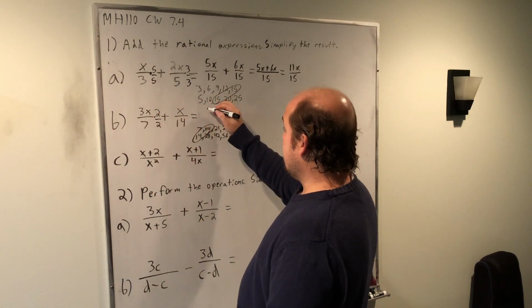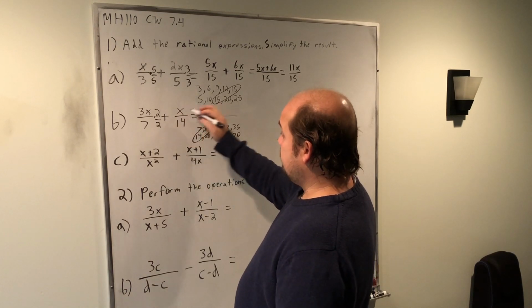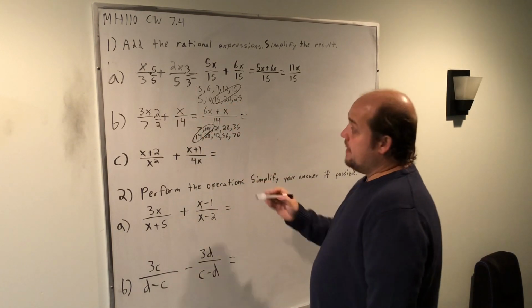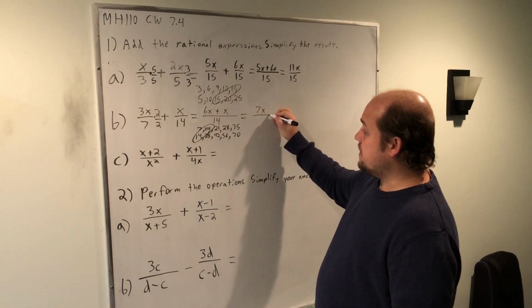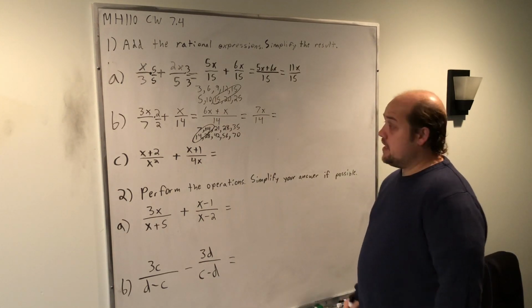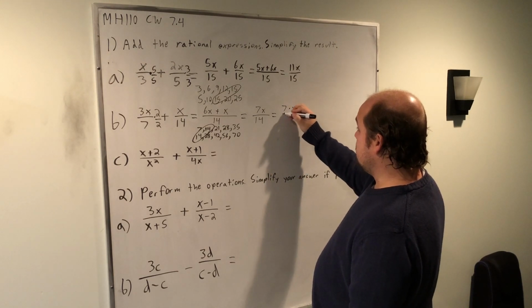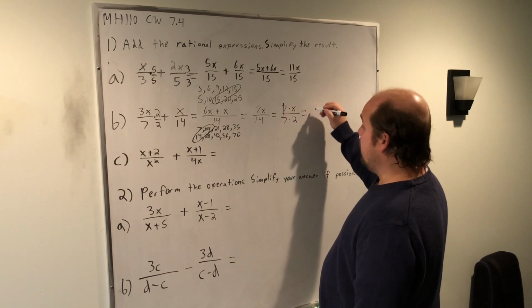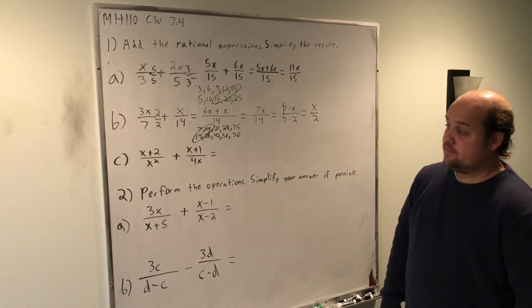2 times 3x gives me 6x. This plus x is still over that same 14. When I now combine the like terms on top, 6x plus x gives me a total of 7x, still over 14. I can take a 7 out of each thing. So on top, I really have 7 times x. On bottom, I have 7 times 2. When those 7s go away, I'm just left with x over 2 as my final answer.